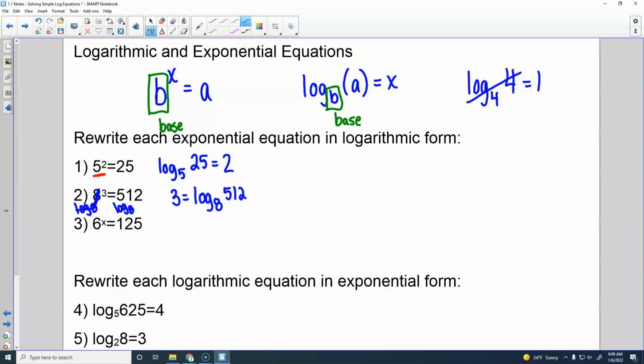I've been going in that direction more lately. I think when you get to solving equations, it kind of makes more sense, but either one is fine.